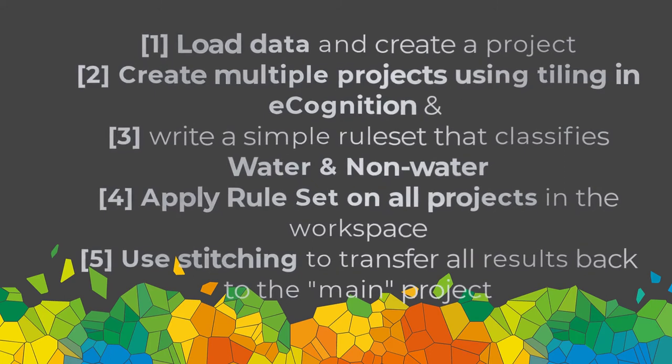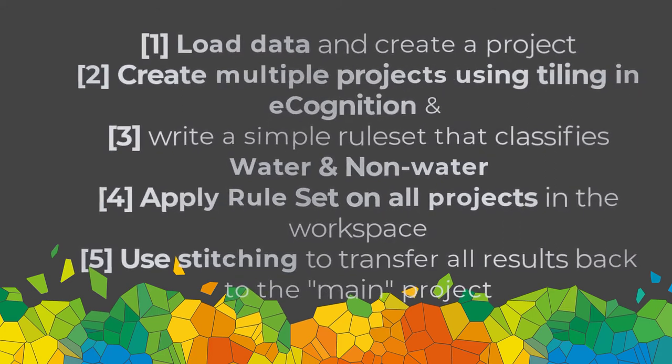Then we're going to write a simple rule set that classifies water and non-water, and we're going to apply the rule set on all projects. So for all tiles that we're creating in the workspace, we're going to run the rule set and use eCognition server for batch and parallel processing. I'm going to show you that on my machine with 4 server licenses, so it can process 4 projects at a time. If you have one server license, it's simply going to use just one project at a time, as explained before. And then I'm going to show you a nice tool, stitching. If you create tiles in eCognition, you can also stitch your results back together. So the main project that we had, where we created tiles, we can synchronize it, so to say.